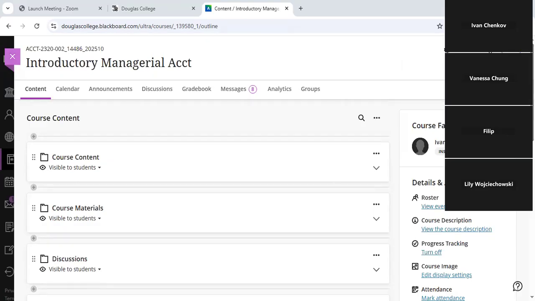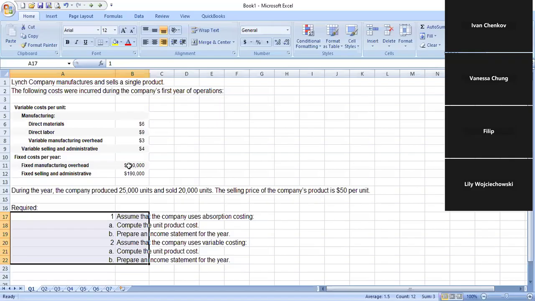Okay, let's go back to our case and work on the questions. The first question today is about chapter 8, on absorption and variable costing. Can you guys see my screen? Yep. Okay, this company manufactures and sells a single product. The following are the costs which happened during the first year of operation.